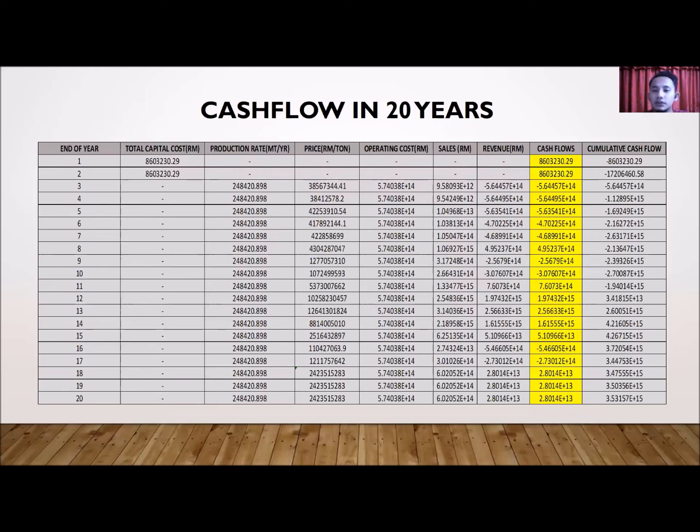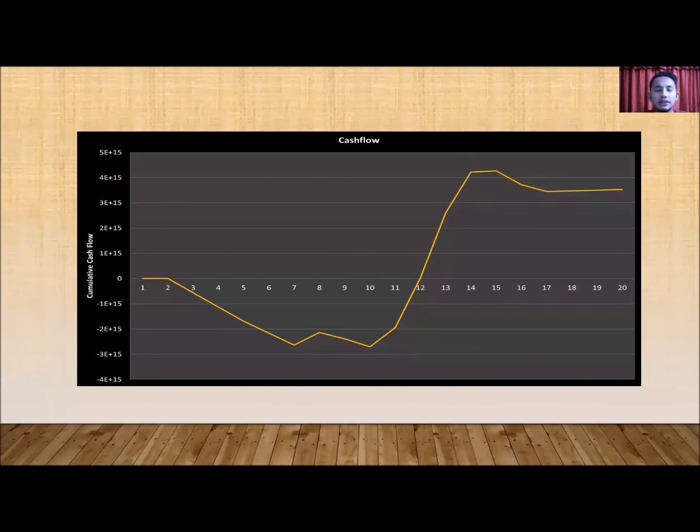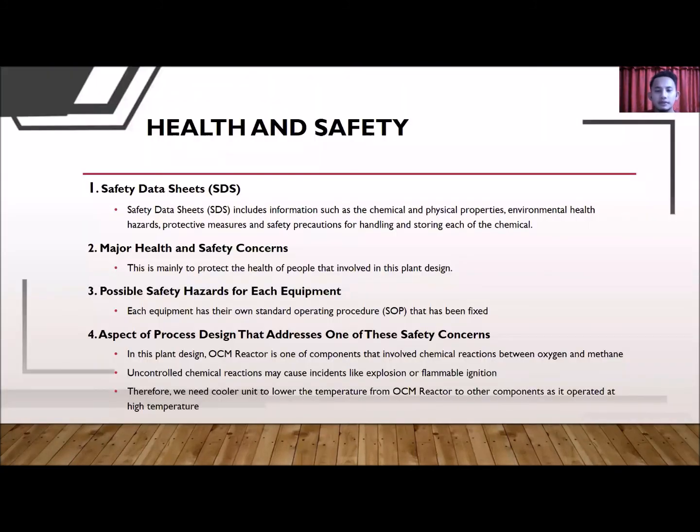So next, this is the overall figure of the cash flow, which is the cumulative cash flow. We can see that for the first and second year it is stable, but in the third year it dropped very low, but we can achieve a stable amount of cash flow at the 12th year. So next is health and safety analysis.